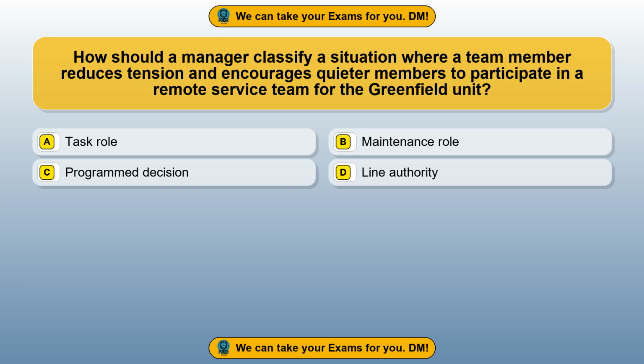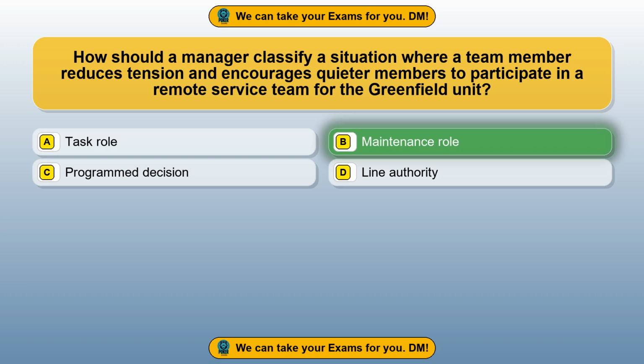members to participate in a remote service team for the Greenfield unit? Option A, task role. Option B, maintenance role. Option C, program decision. Option D, line authority. The correct answer is option B, maintenance role.